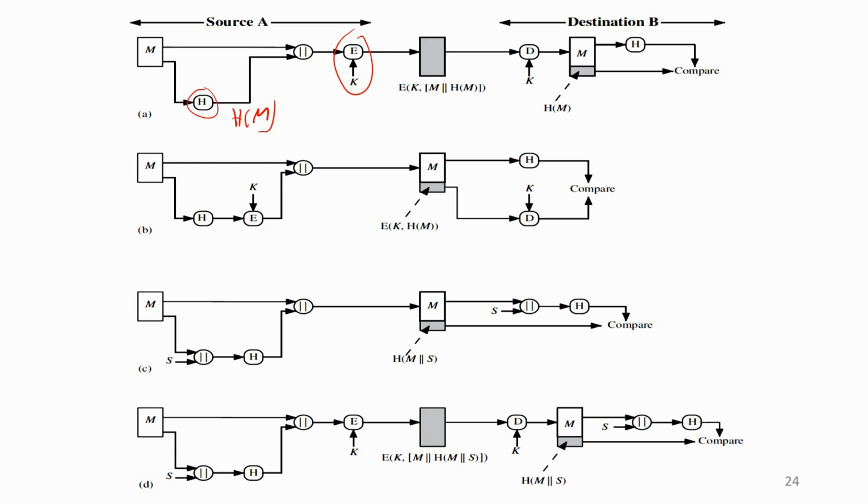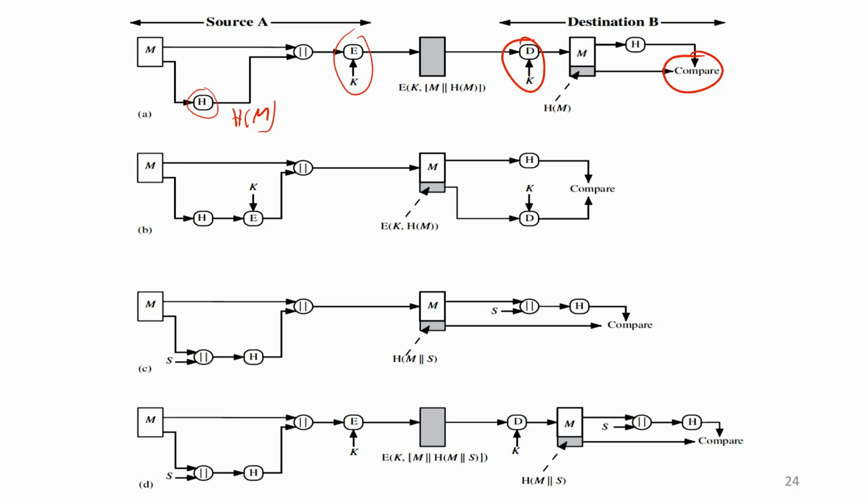At the receiver, they would reverse the operation in sequence. The first thing is to decrypt using the same key K. They will obtain the message, regenerate its hash, and compare it with the hash that has been attached to the message. If they match, then the contents have been verified.